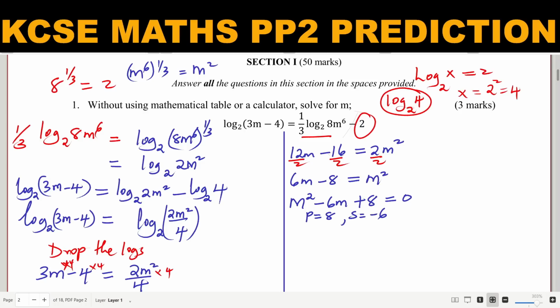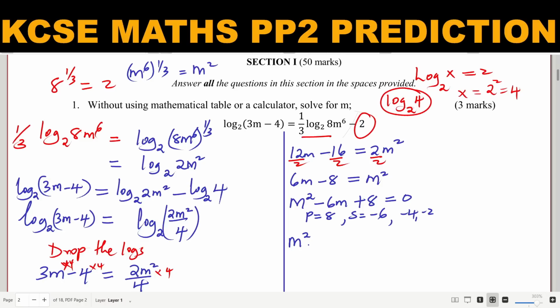And those numbers are -4 and -2. So -4 and -2. So using the factorization method, I'll have m squared.